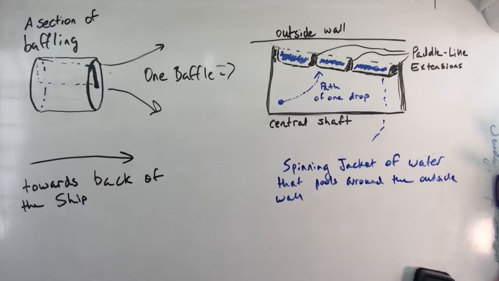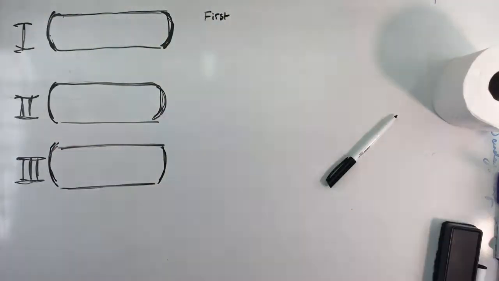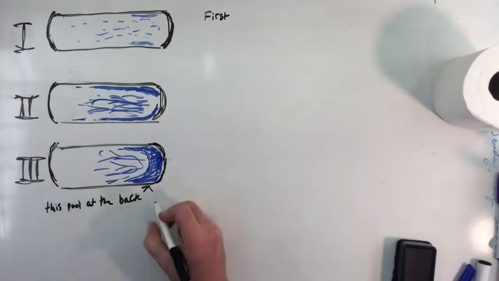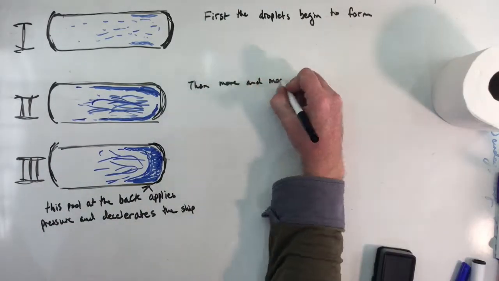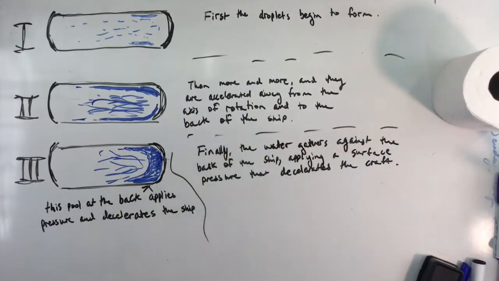Finally, the drop enters a flowing jacket of water that surrounds the baffle system. Now, as I said before, this section only has a few paddle-like extensions to keep the water in it spinning. Aside from that, the goal is to have it flow as freely as possible toward the back of the ship. Okay, but what happens when it finally gets to the back of the ship? Doesn't the water build up in a pool that will exert pressure on the back surface of our craft? Well, sure, but any pressure it exerts will only be as a result of the acceleration of the craft forward, so our craft will still move.